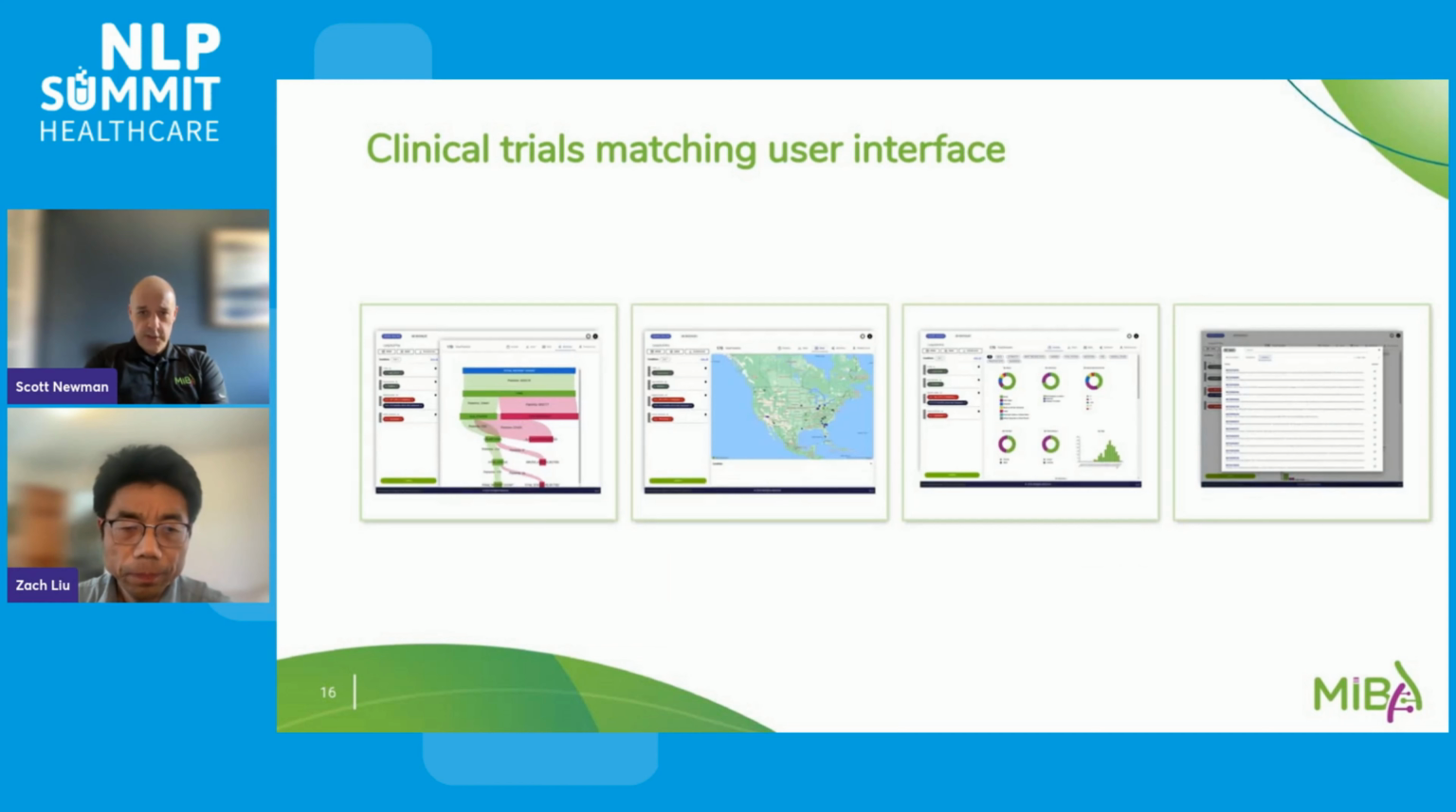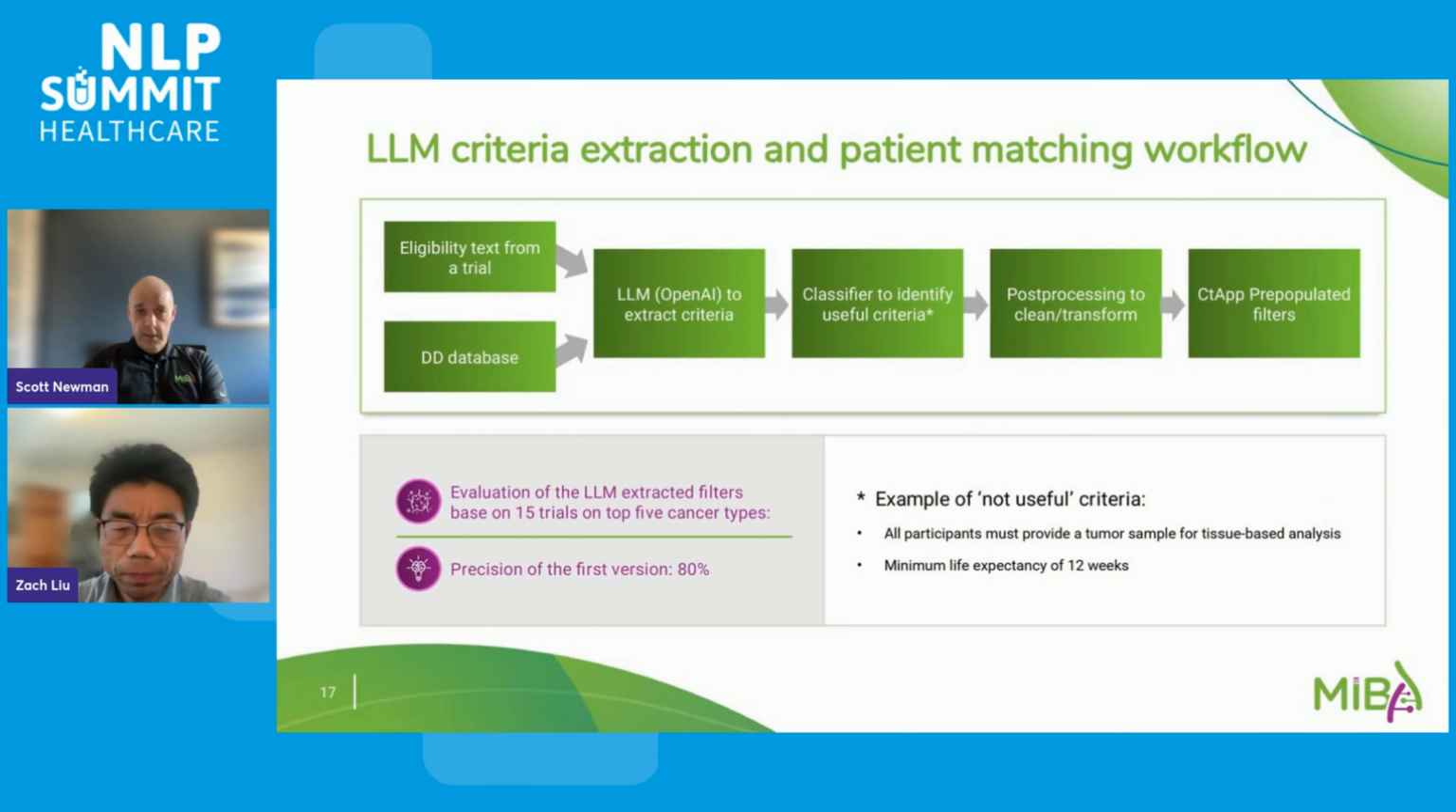Here's just a quick screenshot of the system that we've developed, our clinical trials app. So we've got filters on the left that the user can set up, an attrition plot to see where patients fall away from the trial criteria, where they are on a map, some demographic information, and we've also got, from our large language model pipeline, about 1,000 trials pre-populated with inclusion exclusion criteria that our clinical trials coordinators can easily access. So Zach's going to talk about the LLM criteria extraction workflow.